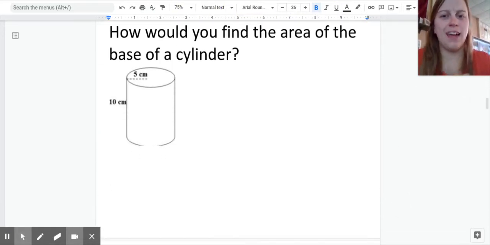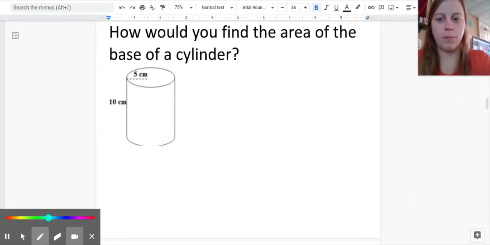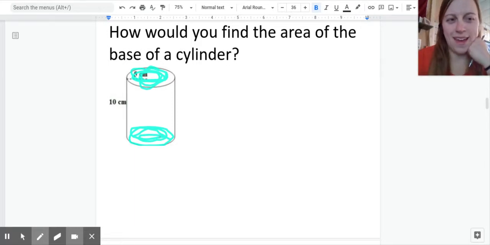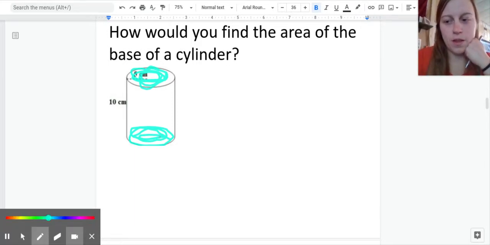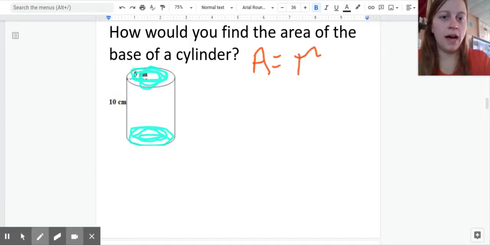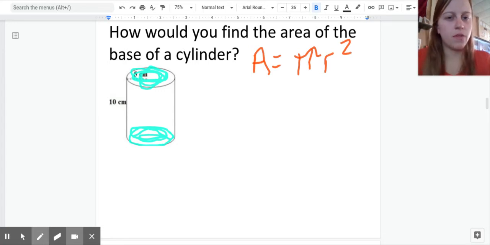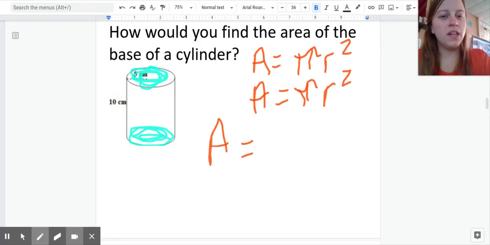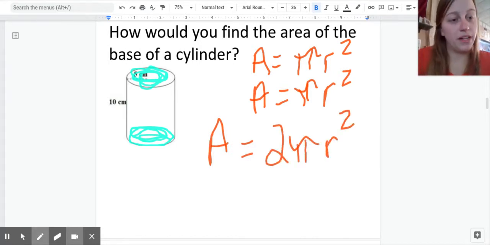How would you find the area of the bases? Remember that our bases are the two circles, one on top, one on bottom, of our cylinders. How would you find that area? Well, the area of one circle we know is pi r squared. So we could just find the area of both circles and add them together. Or we could just times our answer by 2. So 2 times pi times radius squared.